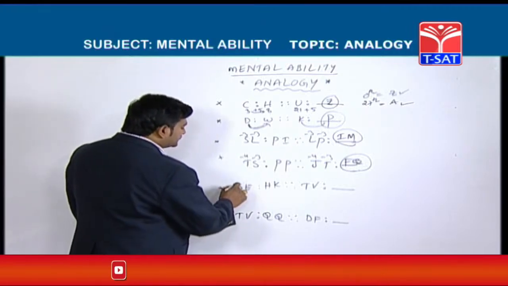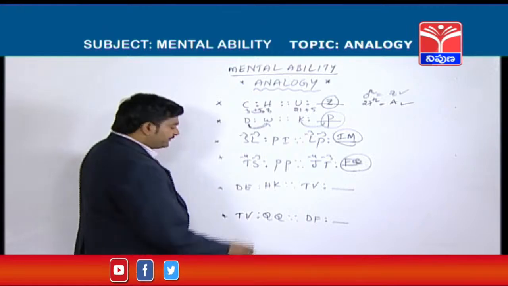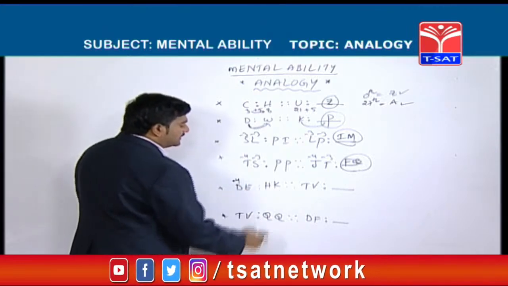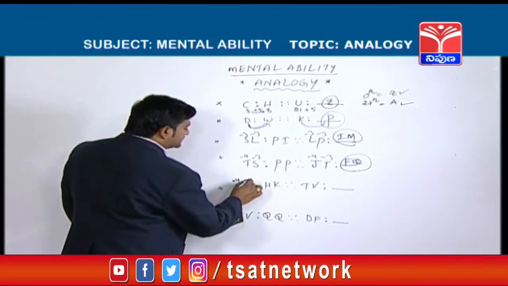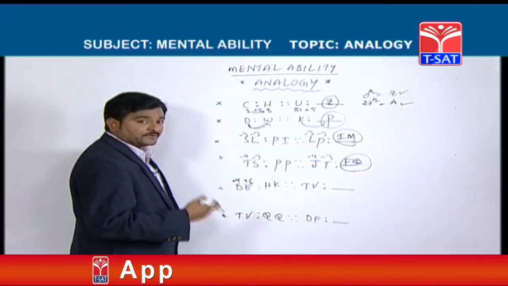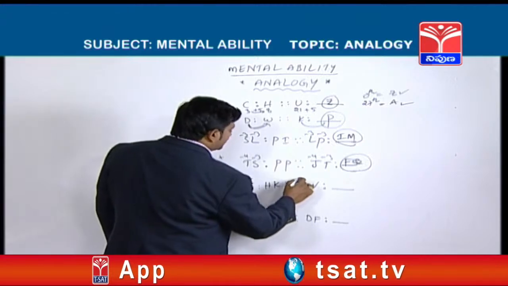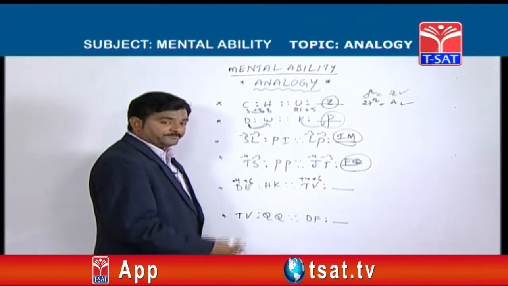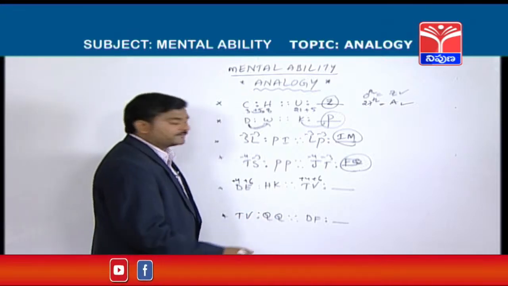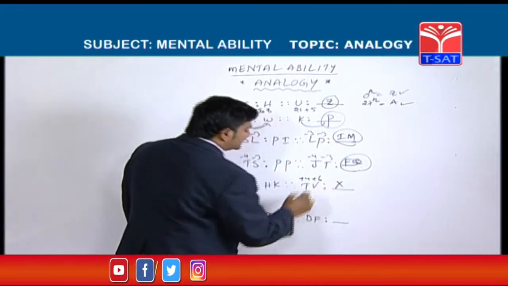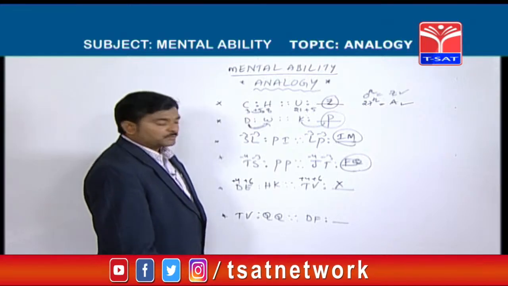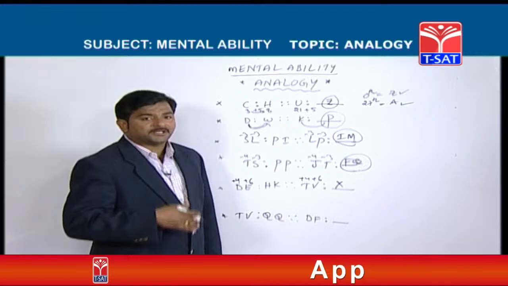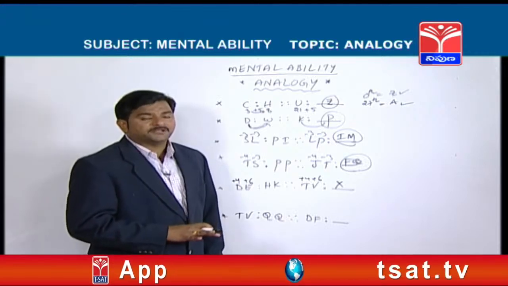D means 4. H means 8. So simply added plus 4. And E means 5. K means 11. Added simply plus 6. Adding plus 4, adding plus 6. Same concept. T means 20. 20 plus 4, 24. 24th letter is X. V means 22. 22 plus 6, 28. There is no alphabet in 28.